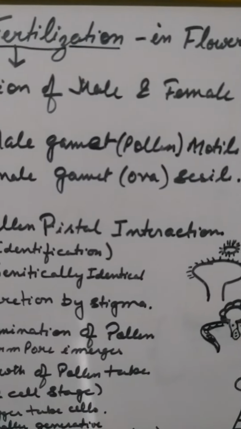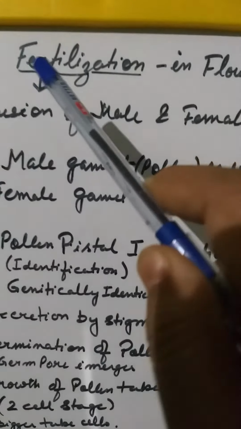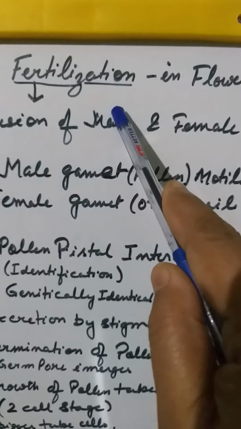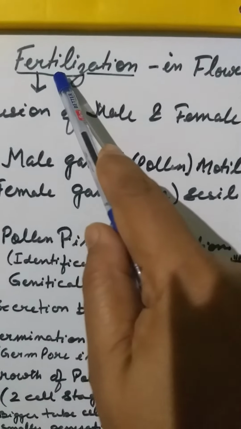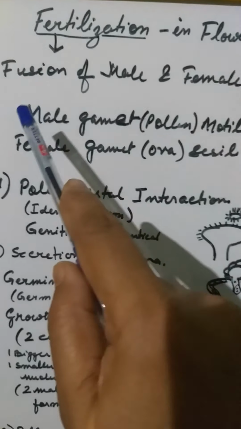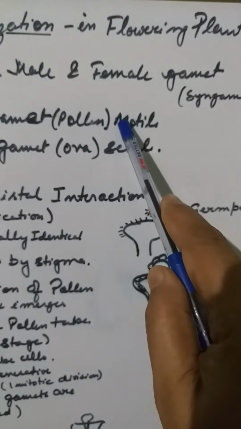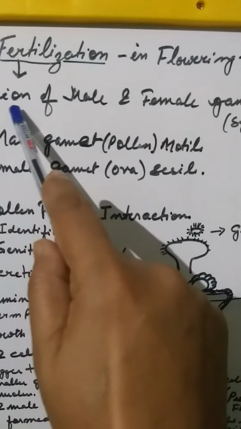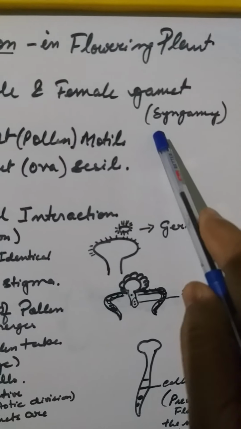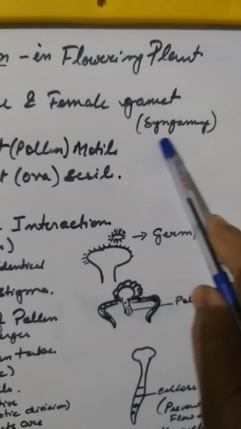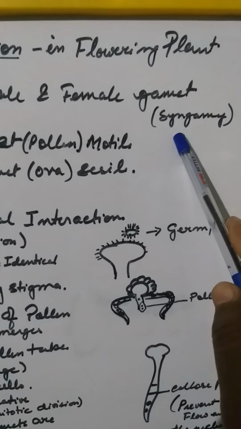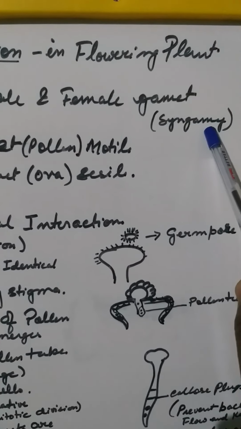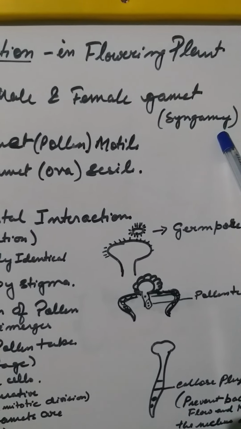Now here you can see, in today's class we would be dealing with fertilization in flowering plants. Fertilization is basically the fusion of the male and the female gamete. Fusion of the male and the female gamete is termed as syngamy. Now what is syngamy? Syngamy means it should be between compatible species, that is, species of the same type.